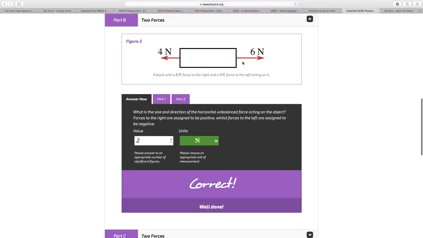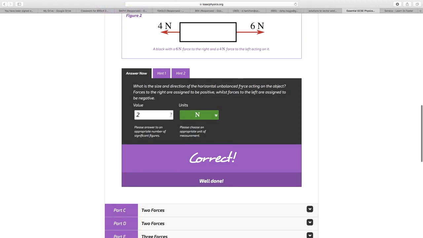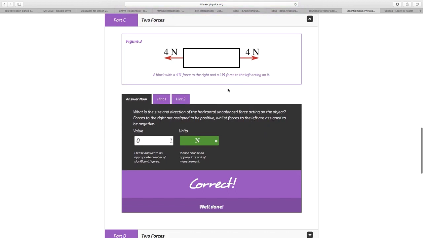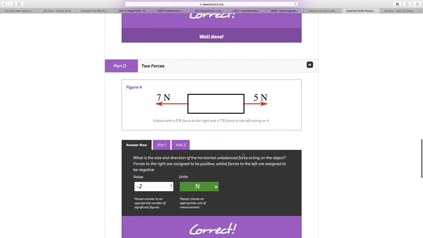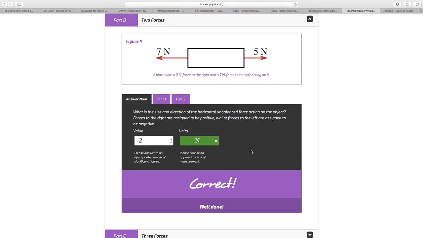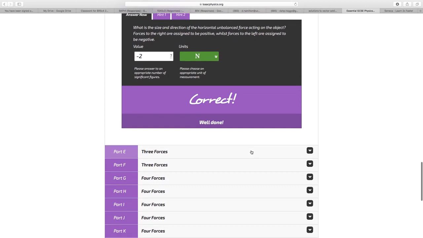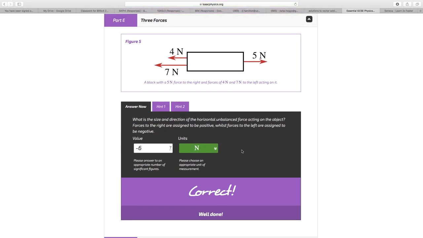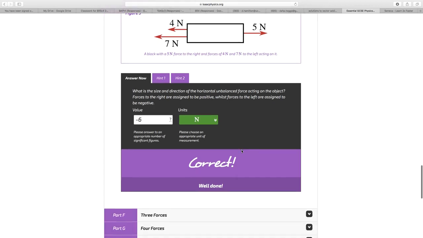Two forces then, we have 6 to the right, 4 to the left, so we've got 2 newtons. Here we have 4 and 4 in each direction, so the resultant is 0 newtons. Here we have 5 to the right, 7 to the left, so that's minus 2 newtons. The first one with a sign has been crucial to getting the answer right. 5 to the right, 4 and 7, which is 11 to the left, giving you minus 6 newtons.